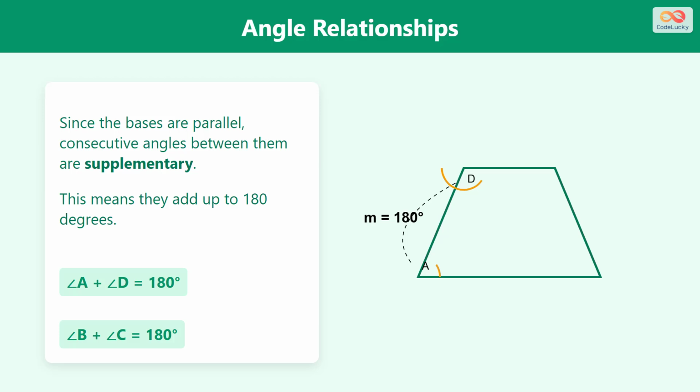Another useful property involves the relationship between the top and bottom angles. Because the bases are parallel lines, the consecutive interior angles are supplementary. This means angle A plus angle D equals 180 degrees. The same applies to angle B and angle C.